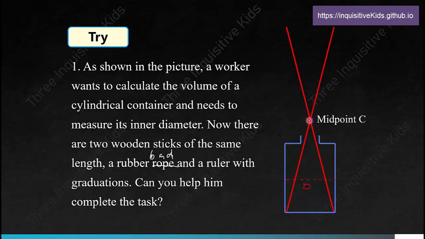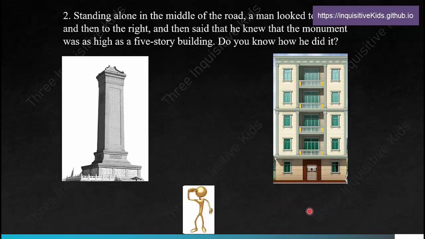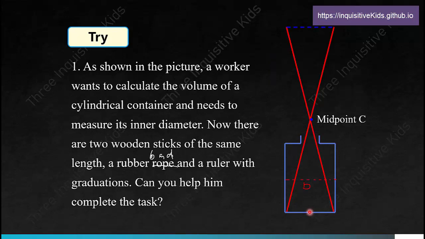Then we take the other equal wooden stick and place it at the opposite point, intersecting it, also at midpoint C. This length between these two sticks right here is the same as this diameter. So this is how this can be found out.